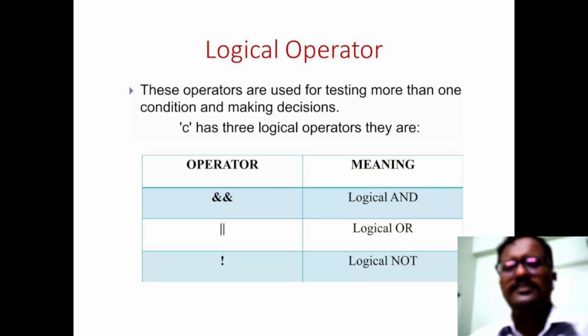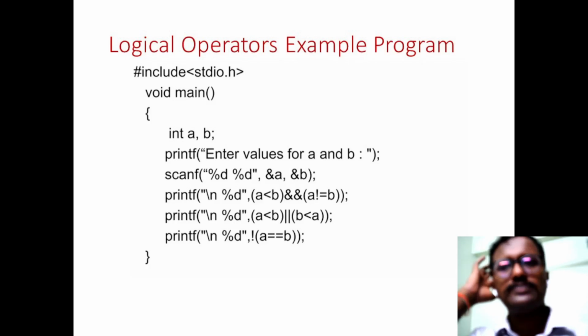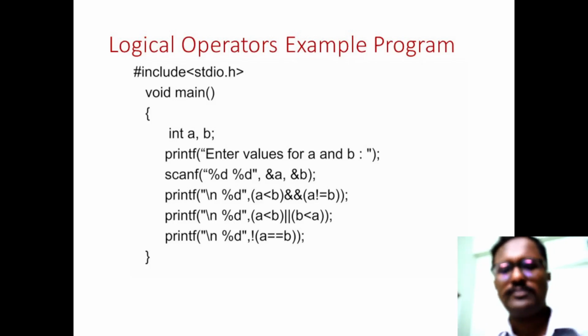See, in logical operators, these operators are used for testing more than one condition and making the decision. The logical operators are the AND operator, OR operator and NOT operator. These three operators we are going to see here. This is a sample example for the logical operator. You know the first two lines: the header files, the main program and the declarations. Here we are going to see the exact point.